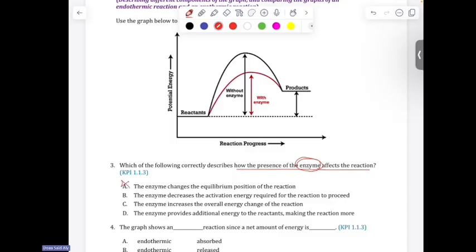طيب. The enzyme decreases, underline decreases, the activation energy required for the reaction to proceed. Yes, we took it. And the enzymes, they reduce, they decrease the activation energy. So to make sure that B is the correct answer, please read the rest of the choices. The enzyme increases the overall energy. Of course, it's wrong. And the enzymes decrease, not increase. D. The enzyme provides additional energy. طبعا, of course, it's wrong. By this way, you are sure 100% that the letter B is the correct answer. Okay?